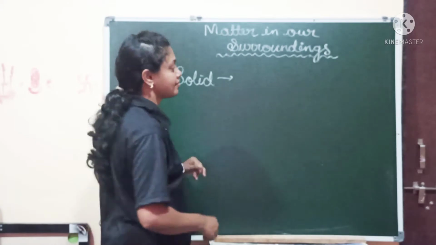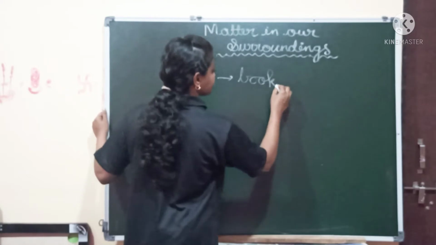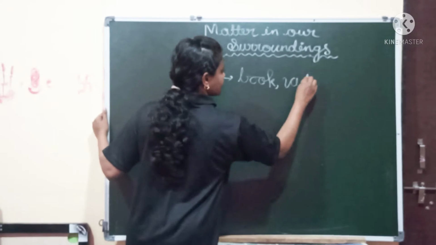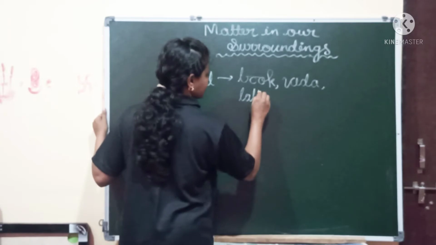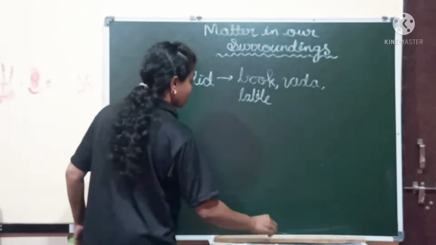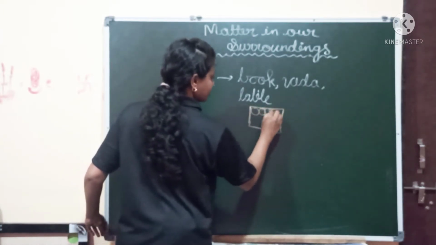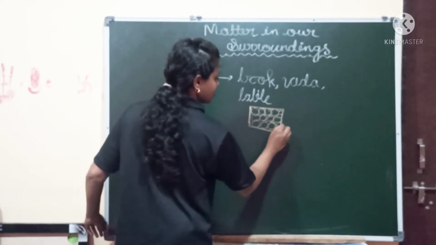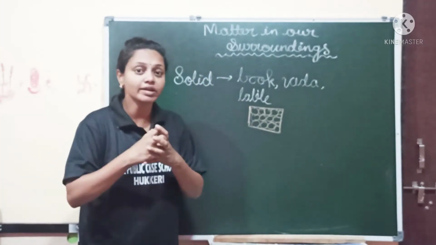Solid examples: book, then any solid, table. So how are the intermolecular spaces joined here in the solid? There are no spaces in between the molecules. Okay, they are completely joined together.